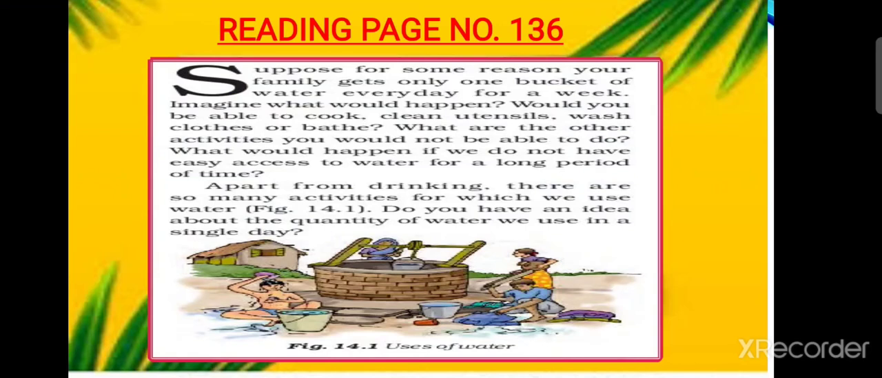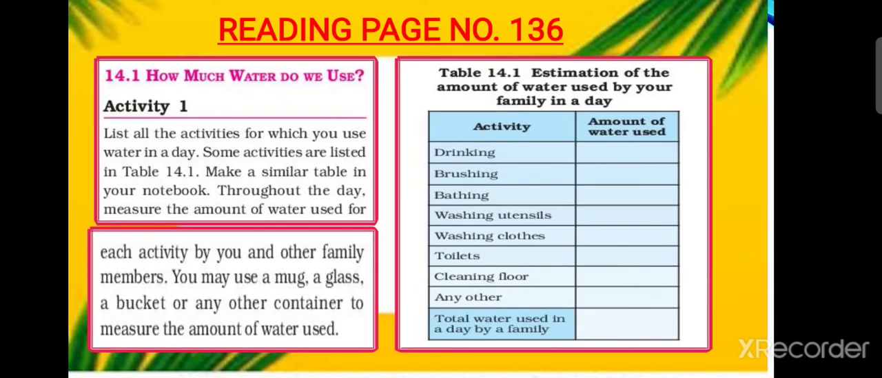In your textbook, first page, you have learned about the everyday use of water, that you use it for cooking, for washing clothes, for different types of activities that you are performing, and the most important is drinking. We really need water for drinking. Our body needs it for different functions to perform smoothly. Now we will see how much water we use in a day.